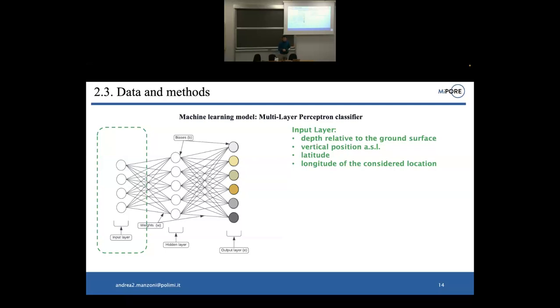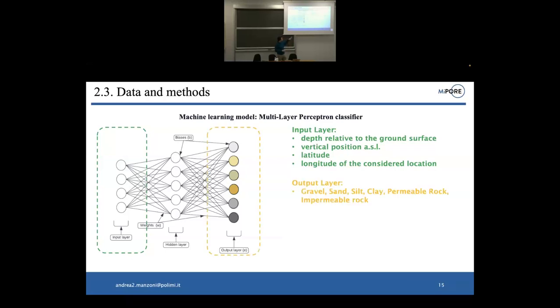Each input node corresponds to 1 input variable. In our specific case, the 4 input variables are the position of the points. So we have x, y, z, and we also have a fourth node that is associated with the depth. Combining the depth with the z coordinate, the vertical coordinate, we are able to embed the information of topography within the model as an input information of the model.